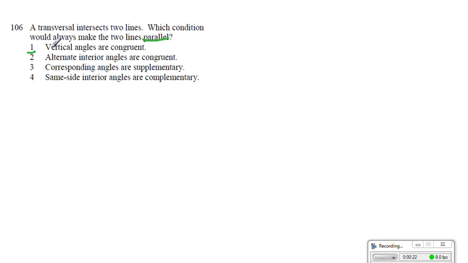Now, vertical angles in fact has nothing to do with the parallel lines. That's right, the answer is number 2. Alternate interior angles are always congruent. Corresponding angles have to be also congruent, not supplementary. Same side interior angles actually have to be supplementary, not complementary. Therefore, the answer was number 2.